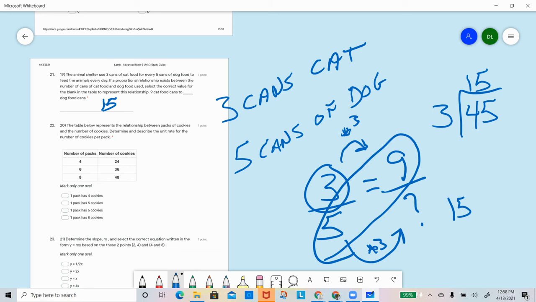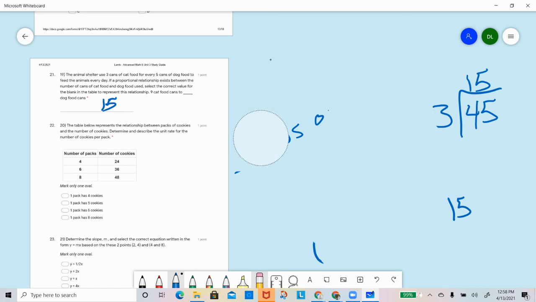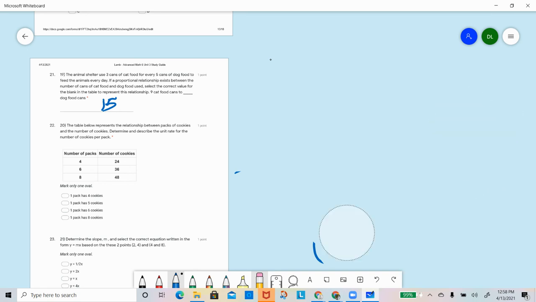Okay, let's go on to number 20. The table below represents the relationship between packs of cookies. Ooh, great. Now they're going to make me hungry. Let's get rid of all of this so we can answer this question. Okay, so the table below represents the relationship between packs of cookies and number of cookies. Packs to cookies. Okay, determine and describe the unit rate for the number of cookies per pack. Boy, they love unit rate.